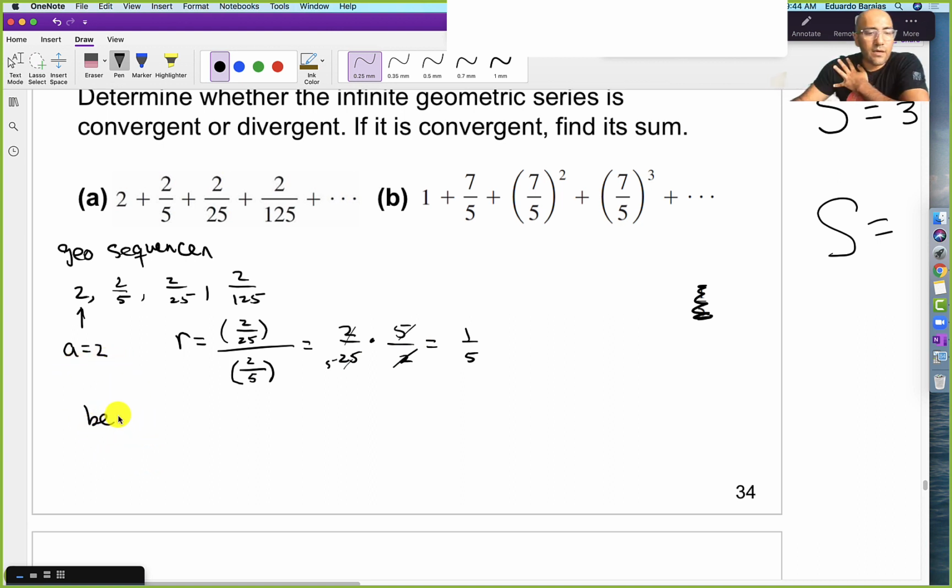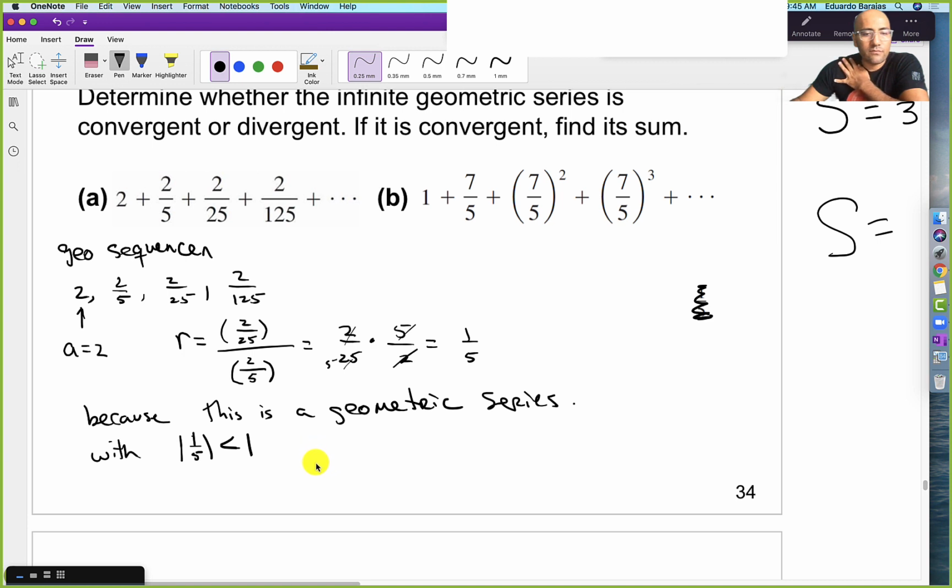Note that because this is a geometric series with absolute value of r, which is the absolute value of 1/5, being less than 1, it converges. So we have that 2 plus 2/5 plus 2 over 25 plus dot dot dot, forever, for infinity here. It just goes on forever.